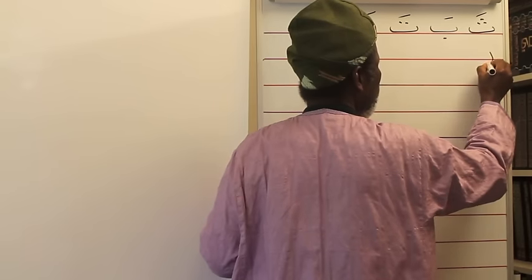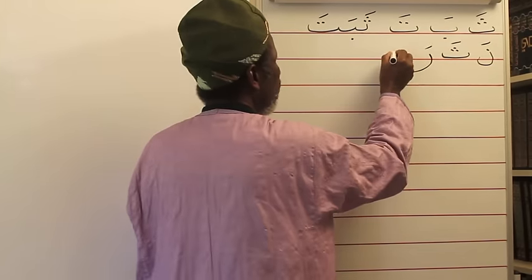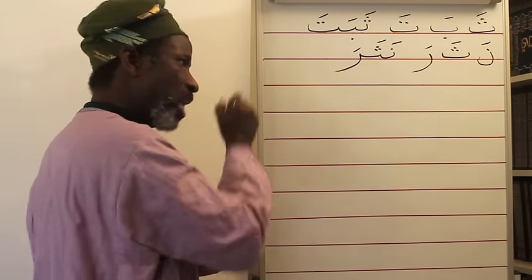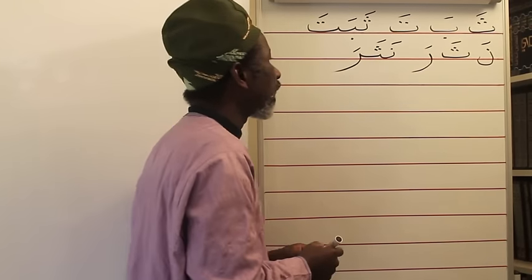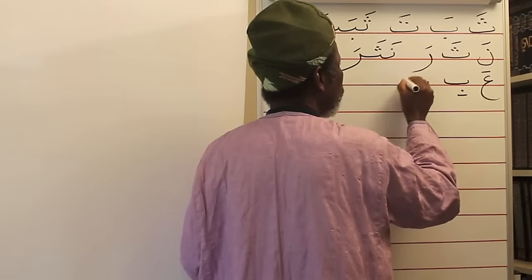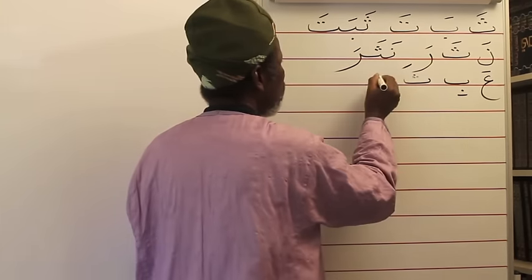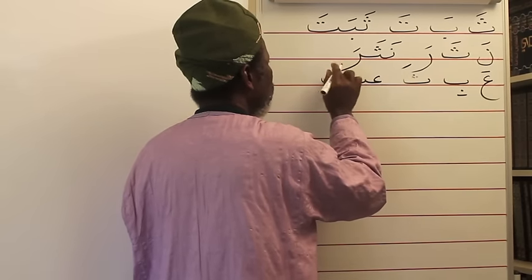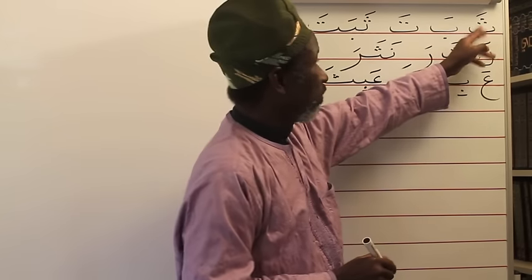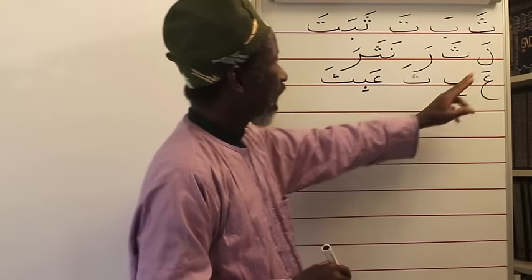Now we need tha in the middle: nathara. Na, tha, ra. Nathara. Now we need tha at the end, like abitha. A, bi, tha. So we have abi and tha. Join: abitha. That's your tha at the beginning: thabata. Middle: nathara. The end: abitha.